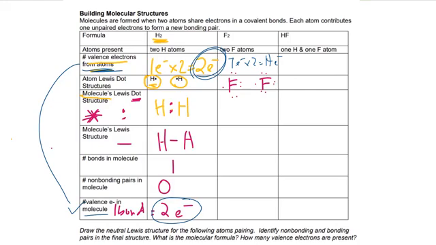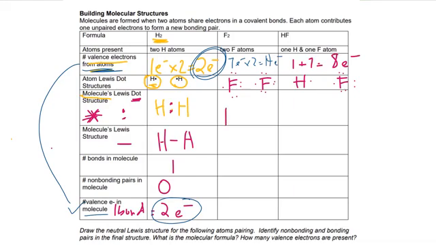Let's look at H and F. So over here I've got H, we know has 1 outermost electron, and F we just said has 7. So 1 plus 7, we should have 8 valence electrons with this molecule. All right, so now let's draw it.